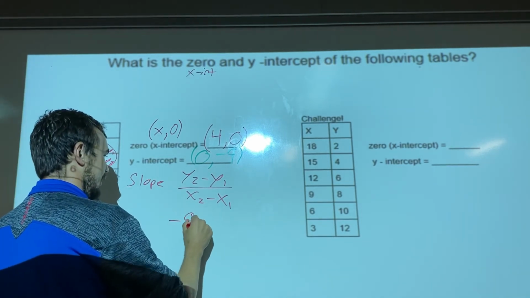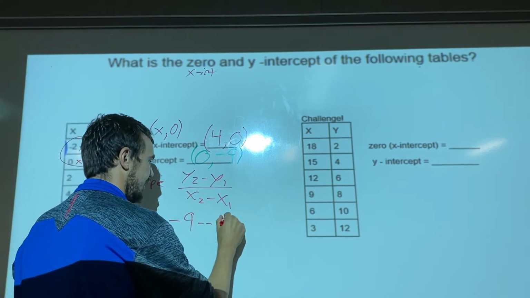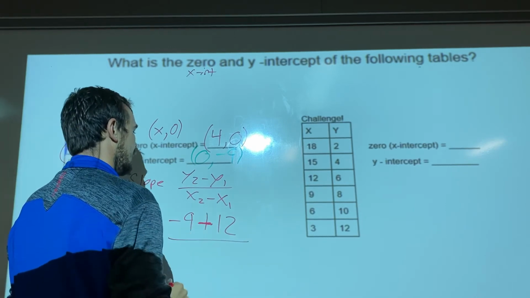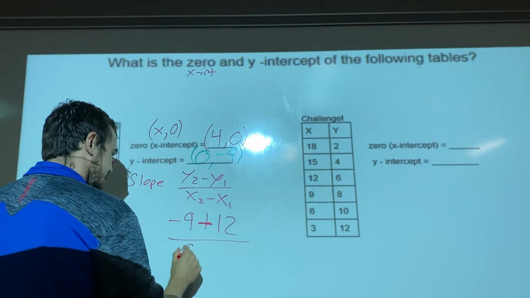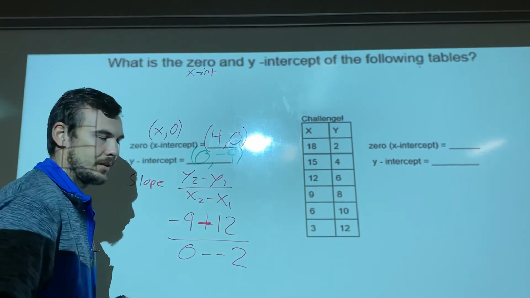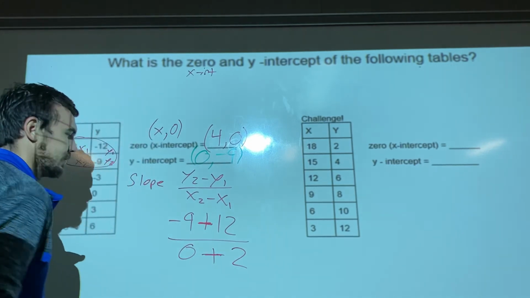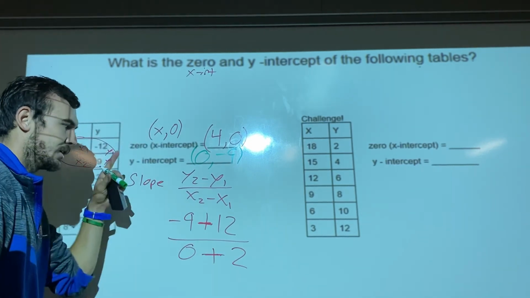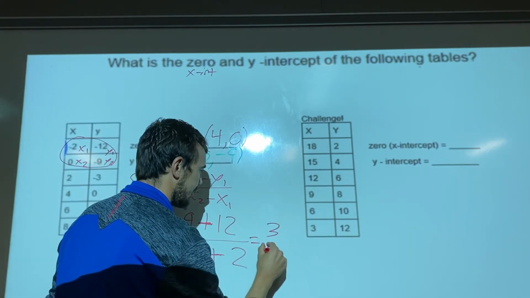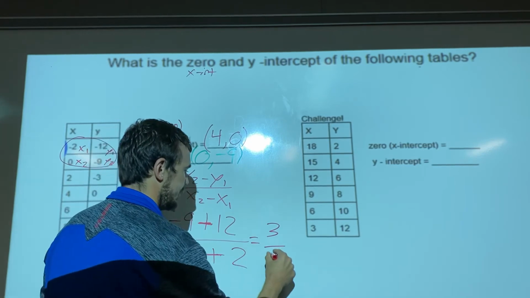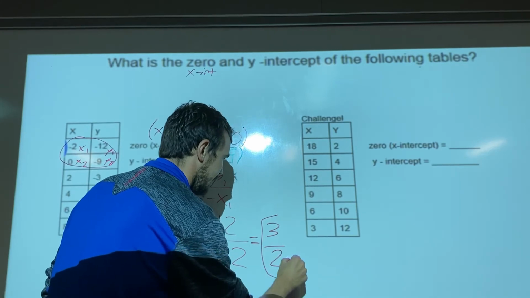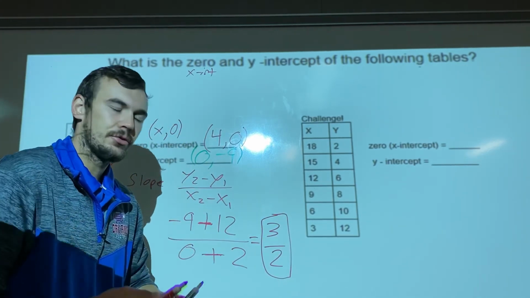We got -9 minus -12. Well, I see two negatives side by side, so that tells me I need to turn it into a positive, guys. Divided by my x2, which is 0, minus a -2. Same thing here, two negatives sitting side by side, that turns into a positive. So now you just got to reduce it and divide. -9 plus 12 gives me 3. 0 plus 2 gives me 2. I know 3 over 2 is at its simplest form, so your slope here is 3/2.